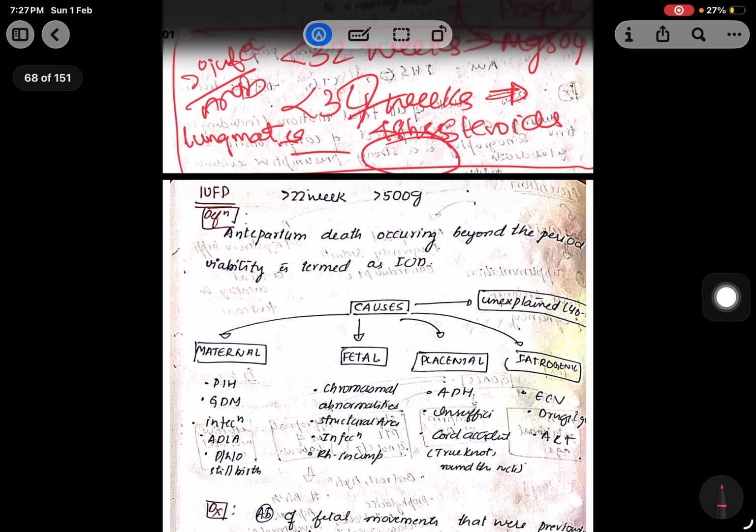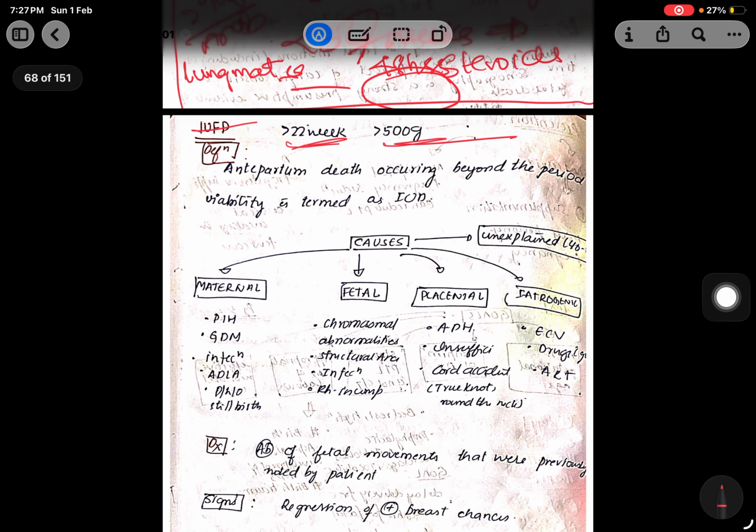Again, what is IUFD? It is also intrauterine fetal demise. So after 22 weeks, otherwise it is called an abortion, right? Then also it has to be more than 500 grams. So these are the causes. Whenever you are writing causes, what are the three things which I have mentioned? Maternal, fetal and placental. Also it might be due to an iatrogenic cause, for example an external cephalic version. But what is the major thing which people forget? You have to mention unexplained. 40 to 50% of the cases are unexplained. So make sure you also mention it.